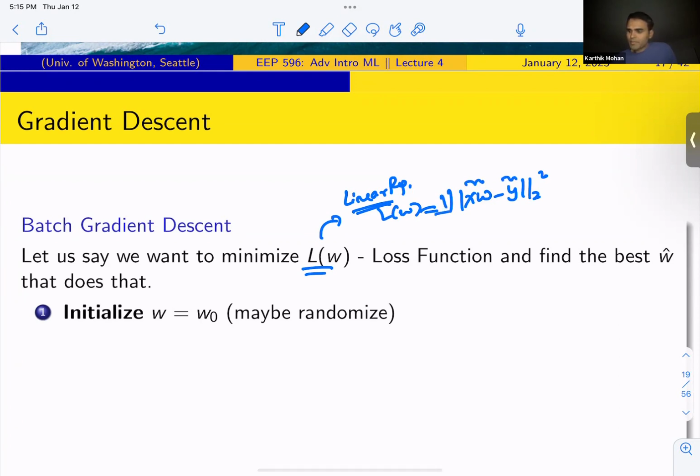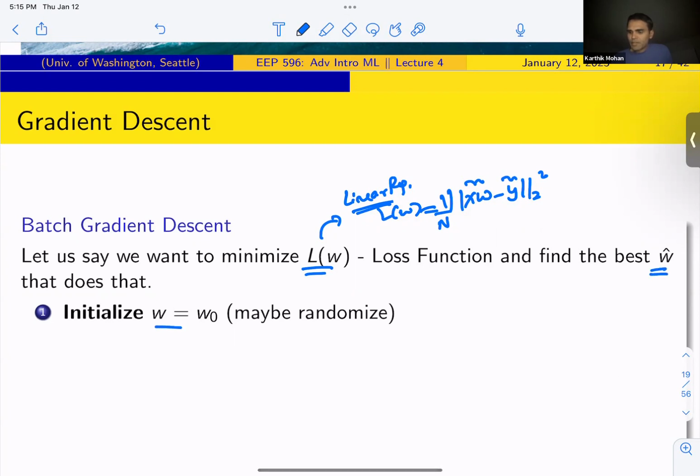And maybe you normalize it by N, the number of data points. That's the average distance between the target value and the prediction for any given point. That's the average loss. Say I want to minimize this and find the best parameter that does the job.